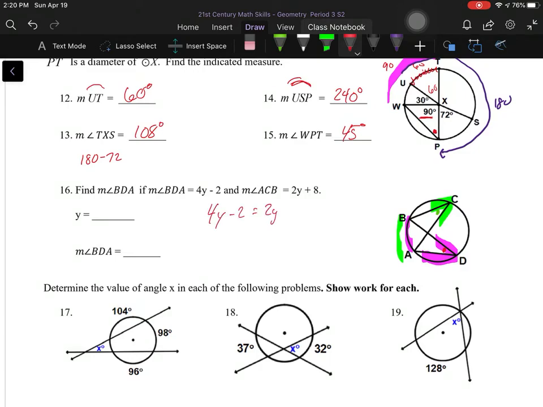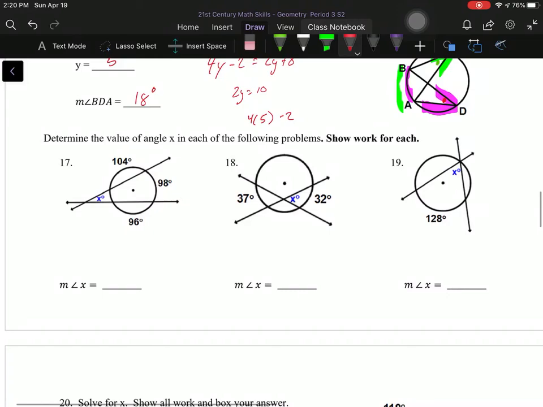So you know that those two values have to be the same. So 4y minus 2 equals 2y plus 8. So minus 2y and then add 2. So that's 2y equals 10. So y is 5. But then they want us to find what the measure of BDA is. So I'm going to plug that back in. So 4 times 5 is 20. 20 minus 2 is 18 degrees.